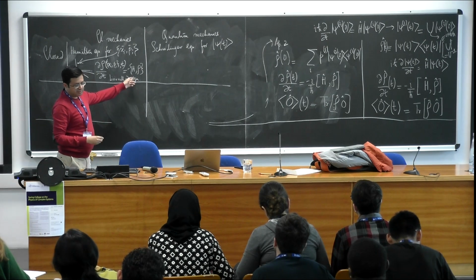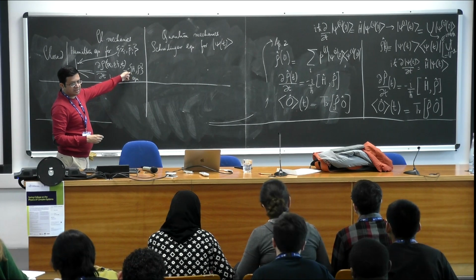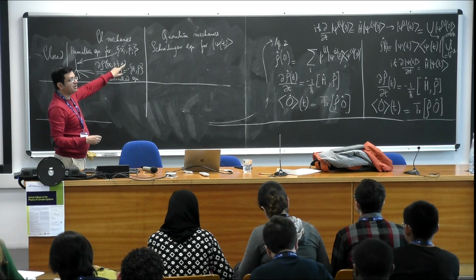Can somebody quickly check if I got the sign right? I hope it is right: del rho del t plus rho h. I think it is right.